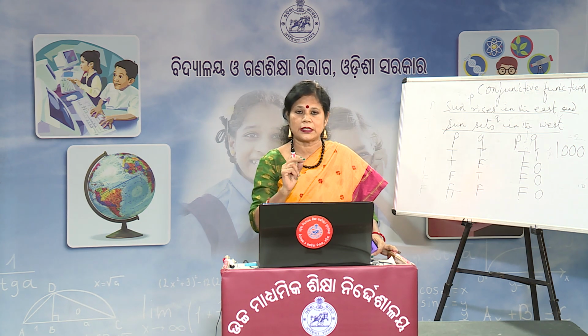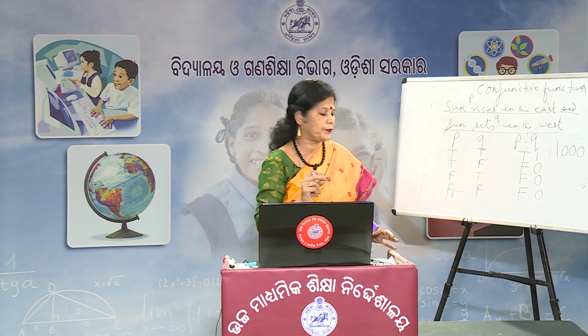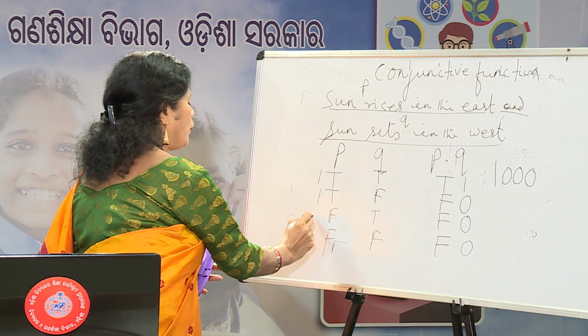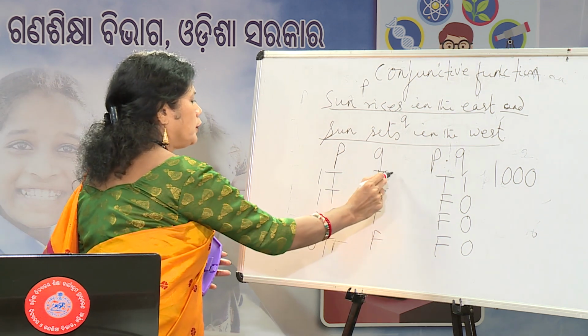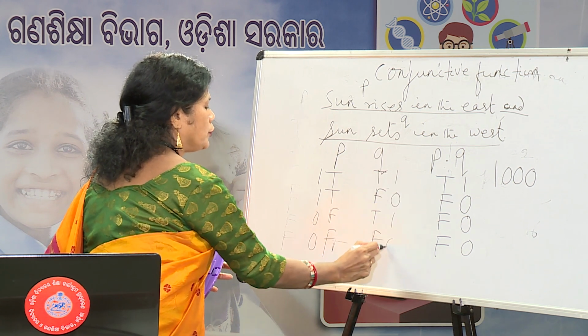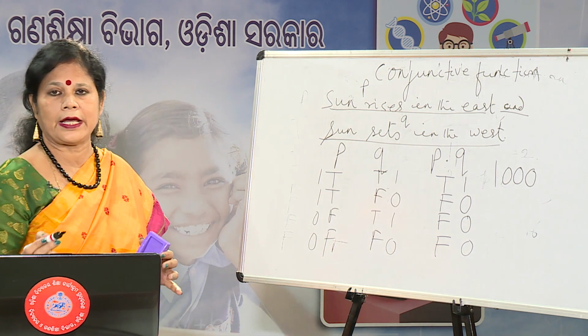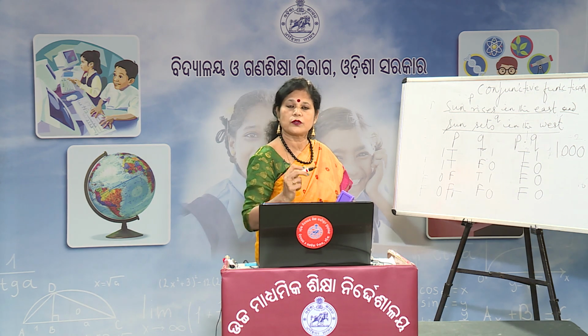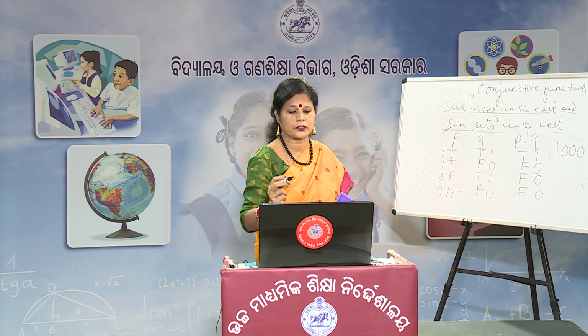So, the matrix number is 1000. Here in place of T you can write 1 1 1 0 0. Here 1 0 1 0. Instead of T and F you can write 1 and 0. Okay. So, this is your conjunctive function.